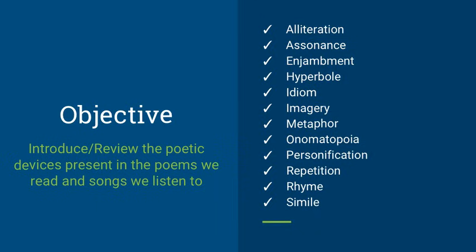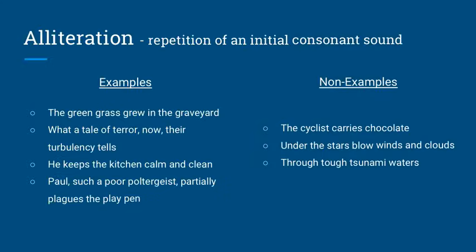Throughout this video, we will cover alliteration, assonance, enjambment, hyperbole, idiom, imagery, metaphor, onomatopoeia, personification, repetition, rhyme, and last but not least, simile. First on our list is alliteration, which is the repetition of an initial consonant sound. This essentially means that it is the same consonant sound repeated over and over again at the beginning of words. So when we say repetition of an initial consonant sound, we want to make sure that we know what a consonant is in the first place.